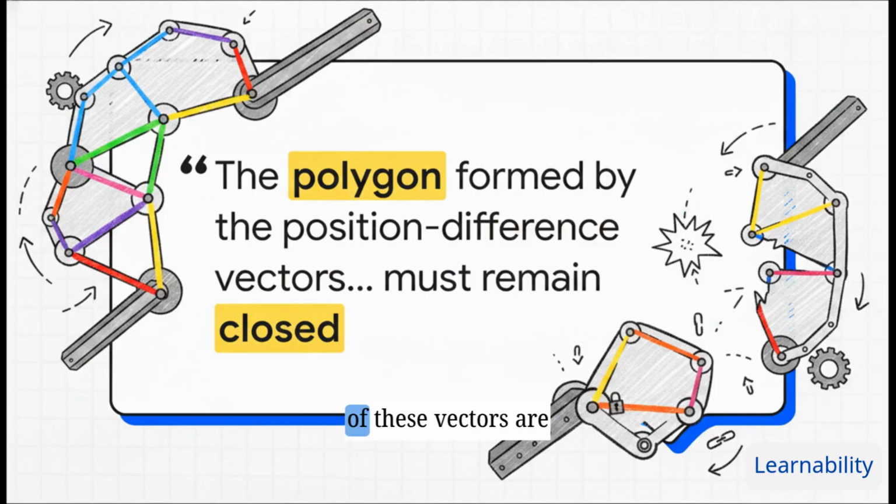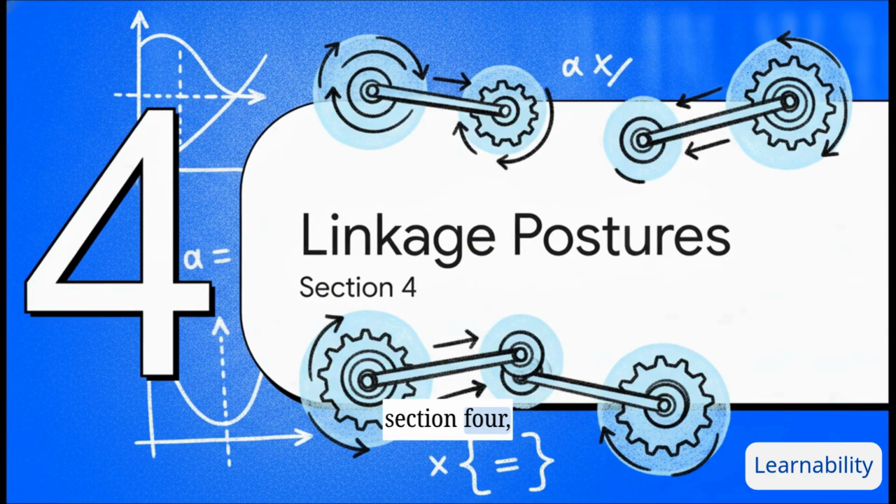The constant lengths of these vectors are the mathematical equivalent of solid forged steel. They are literally the only thing guaranteeing your machine stays in one piece. Okay, section 4, analyzing linkage postures.